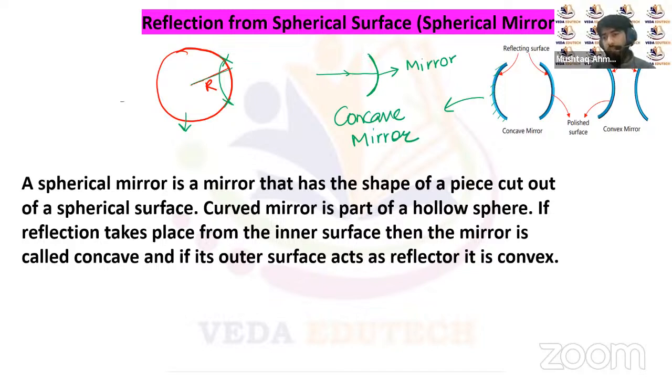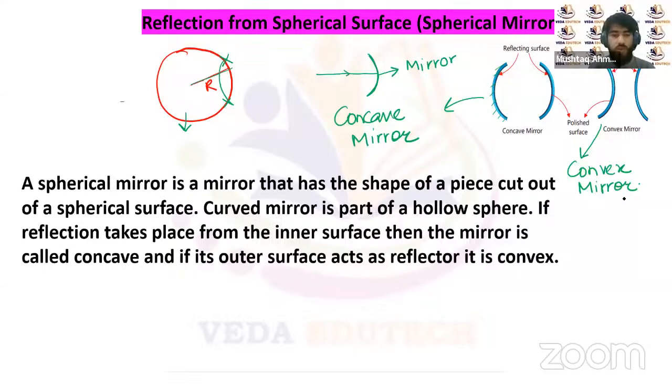And here the inner surface is polished and the outer surface is reflecting. So this mirror we call a convex mirror. Both these mirrors are part of a spherical surface. So we can say the concave mirror and convex mirror are part of the sphere, or we can say the mirror will have the same radius as that of the sphere from which it has been cut out.